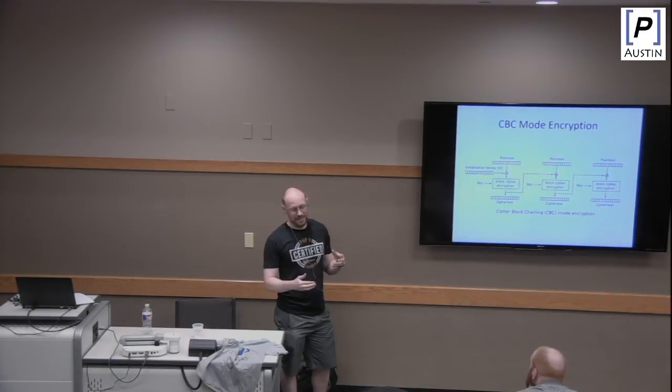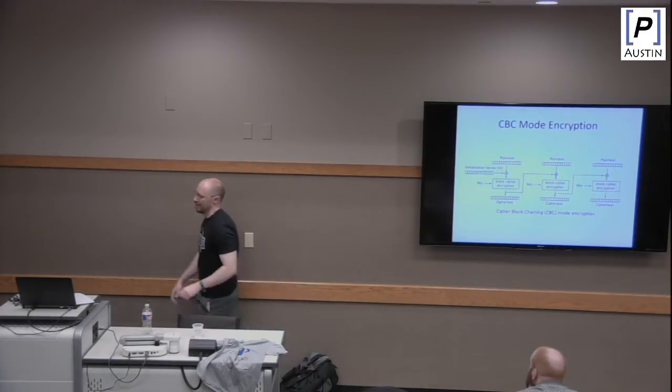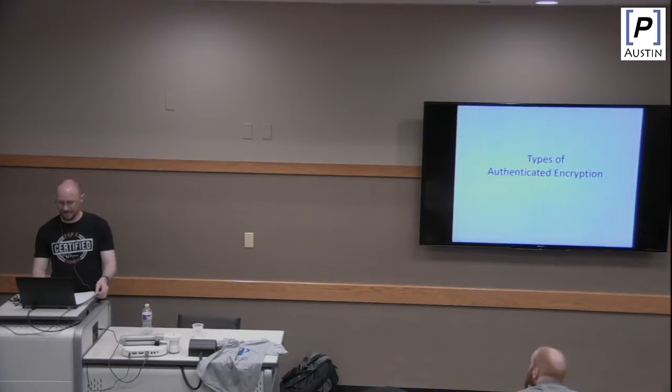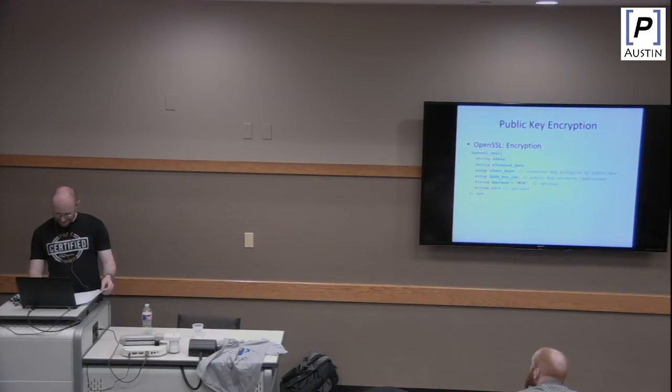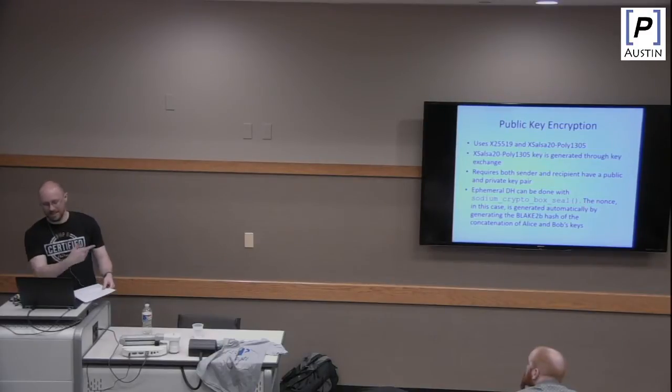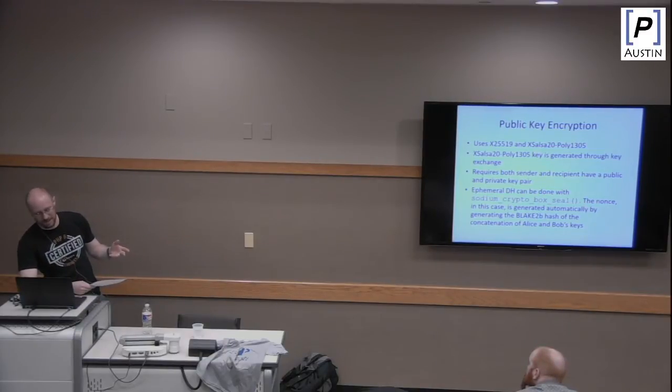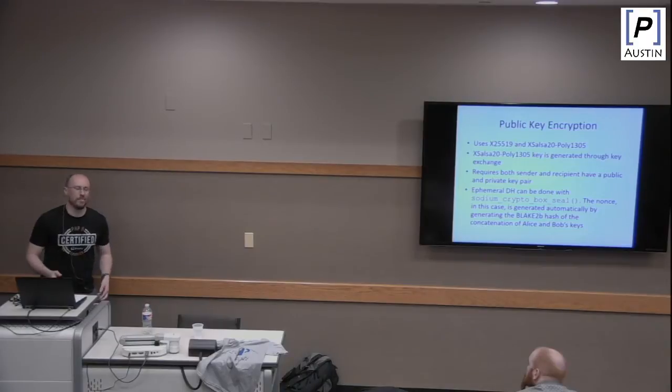So in some cases, for one of the examples I gave on a much later slide, the IV or nonce was generated automatically, like a hash of the concatenation of both parties' public keys. That's an example of the initialization vector for a nonce being automatically generated. In theory, that should be random, but that one is, I guess, open for people to see.